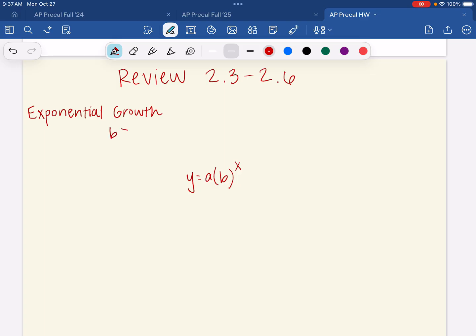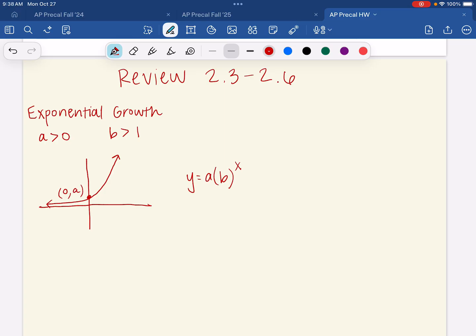If we see that the base is greater than 1 and we have an a greater than 0, meaning a positive y-intercept, then we should see some sort of graph that looks like this. It's going to start close to the x-axis. It's going to be an increasing exponential function. Its y-intercept will be (0, a).